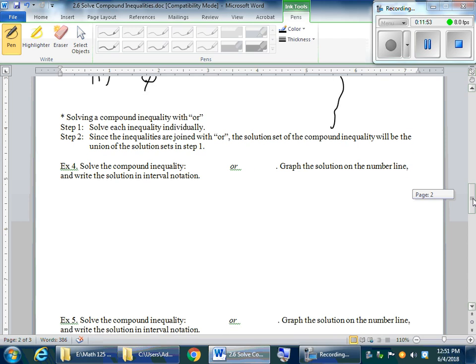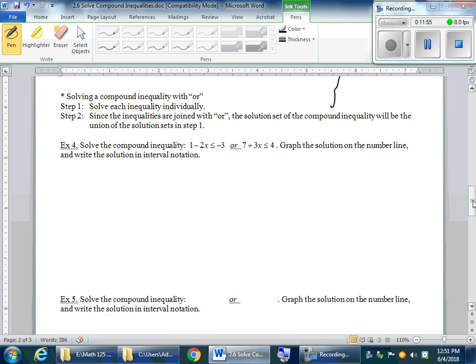So the next step is a compound inequality with an OR statement. OR is basically talking about the union. You read it in the beginning of this session, right? And union, that basically means what? All together. You are interested in talking about everything together.